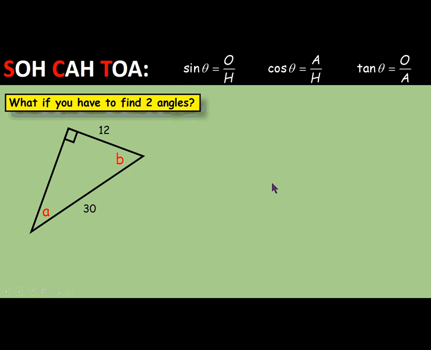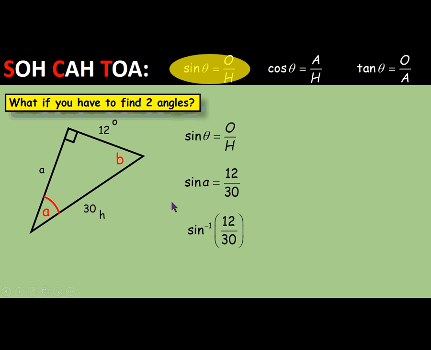What if you have a problem where you're asked to find both the angles? Well, in this case, just do it the normal way. Pick one of them to start. So we pick angle A, identify our sides, and by the way, we could have picked B instead. In this case, we're going to use the opposite and hypotenuse, that's sine. Plug in our numbers, we take the inverse sine, and we're going to get 23.6 degrees for our angle.